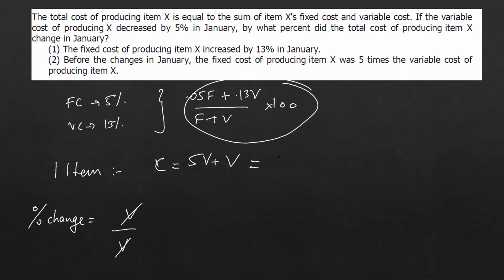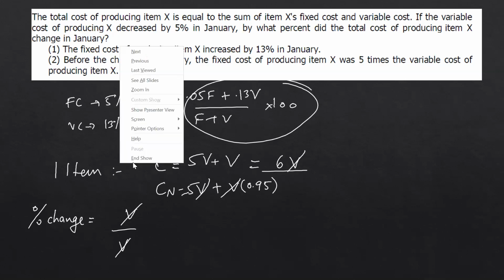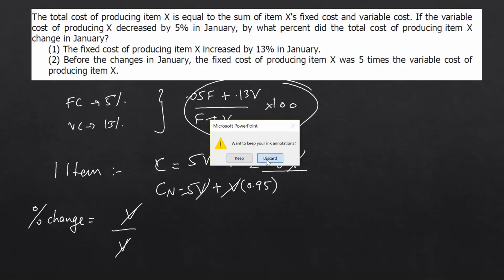So you have your cost is 6 times the variable cost, but what has happened to the variable cost now? The new cost is 5 times the variable cost, which is the fixed cost, plus variable cost into 0.95. If you divide this by this, V will cancel out everywhere, and you have just numbers. Okay. Does that make sense, guys? Yeah. Okay.